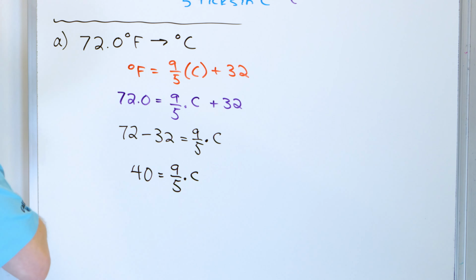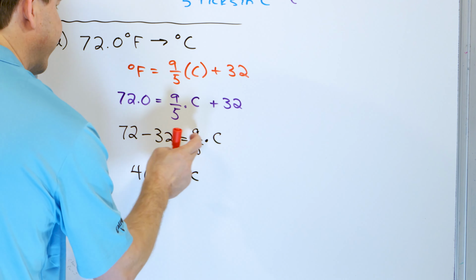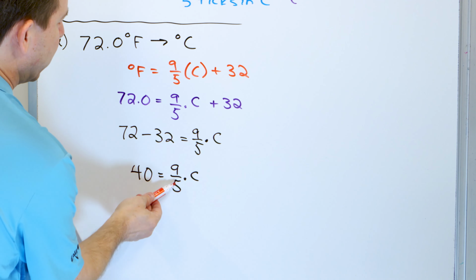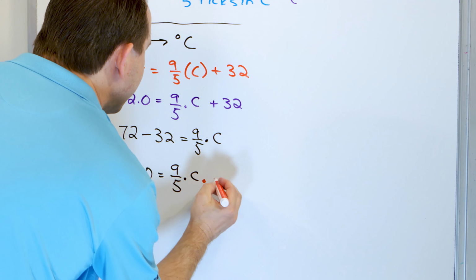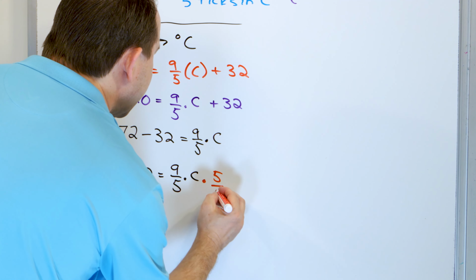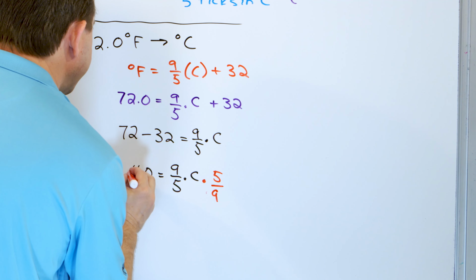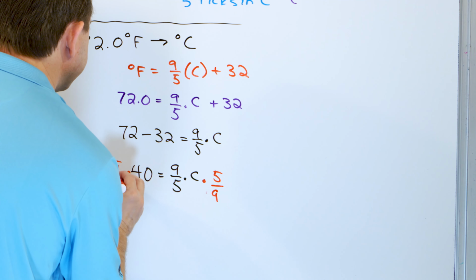Now, how do we get C by itself? Well, just like we can add or subtract anything we want on both sides of an equation, we can also multiply or divide. We want to get rid of the 9/5. How do we do that? We multiply one side by 5/9. Whoops, if I can write 9 correctly. 5/9. And we multiply this side also by 5/9.